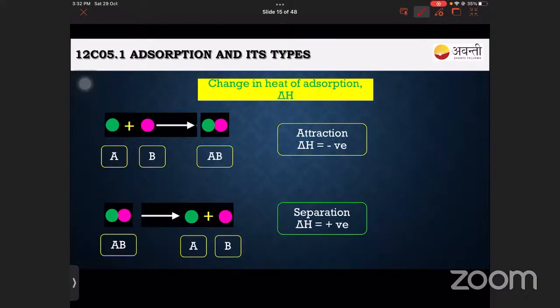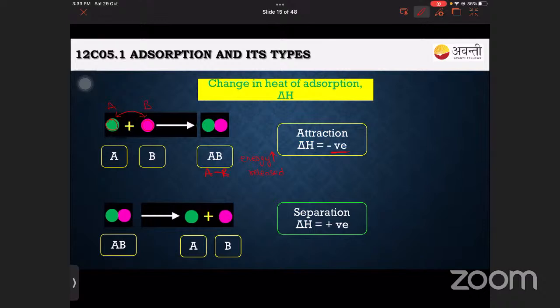Now first see what happens when a reaction is happening. Here molecule A is there individually and molecule B is there individually. Both are reacting and forming a bond between A and B, because of which energy is released. If energy is released, enthalpy is negative; the negative sign represents the energy released.